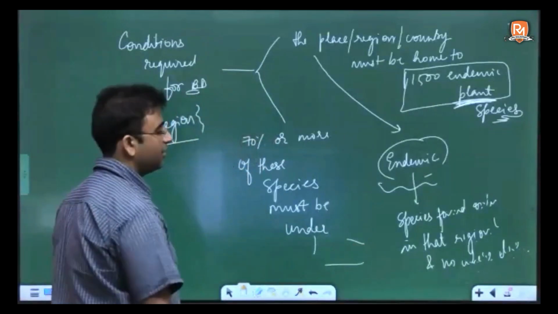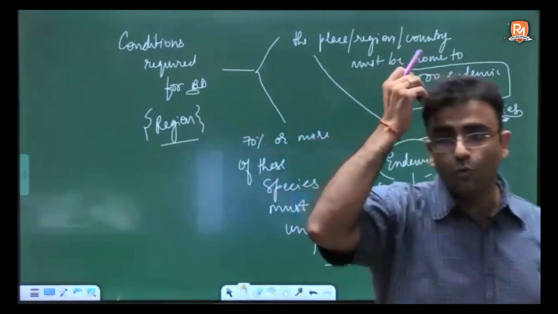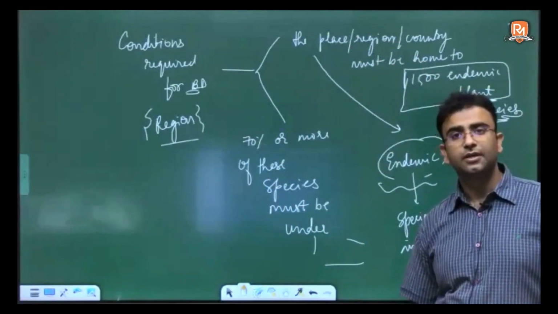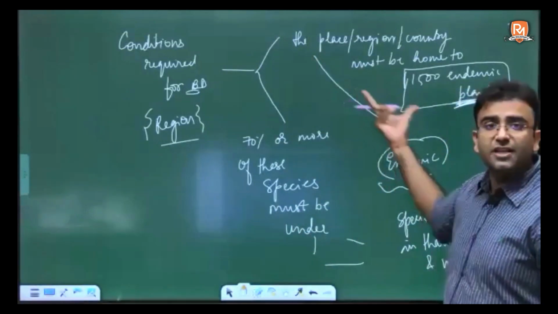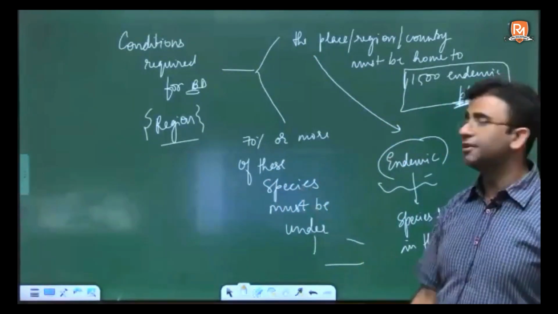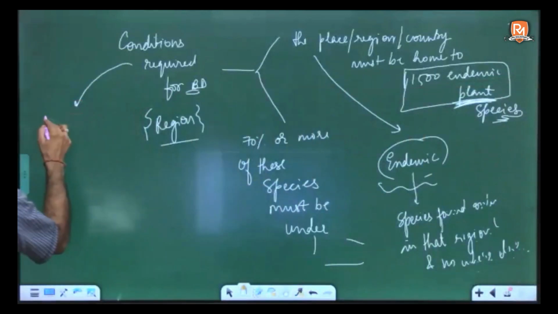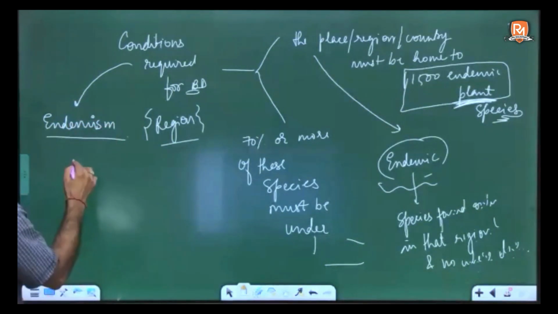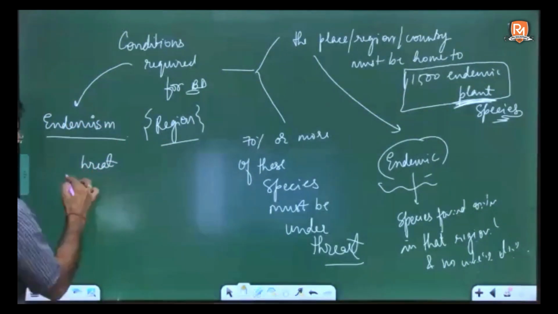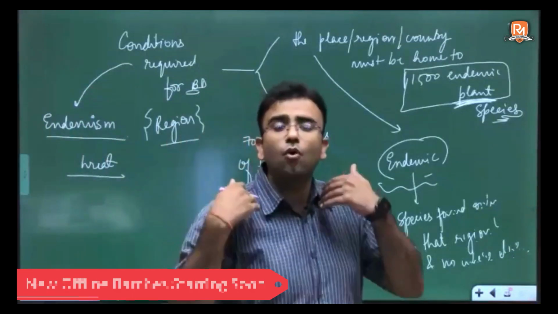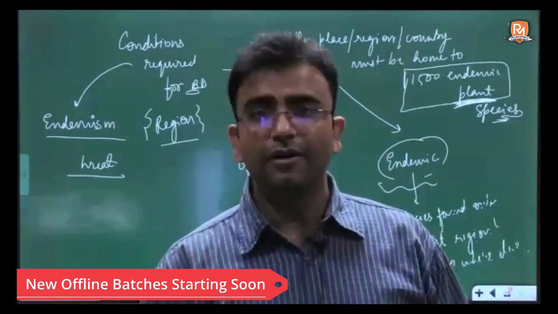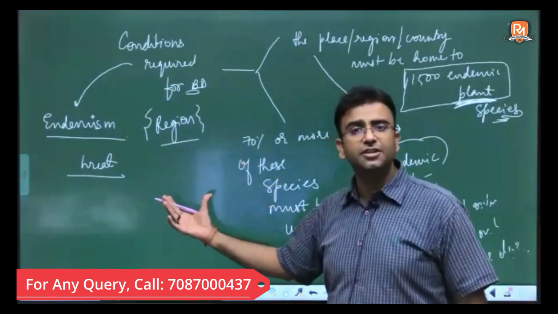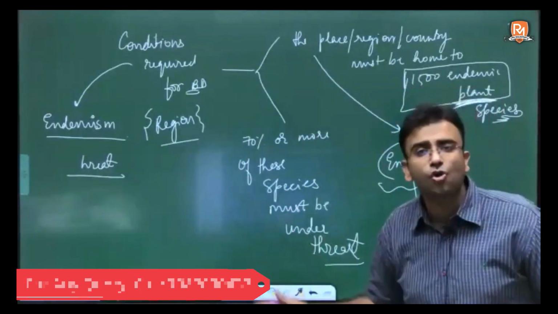Must be under threat. 70% or more of these species must be under threat. That is, the region is having high biodiversity and that must be threatened. So there are two conditions. The first condition is endemism and the second condition is threat. That is, 70% or more than 70% of the species in this region, the plant endemic species, are getting destroyed.